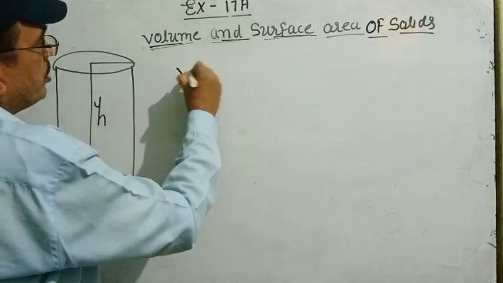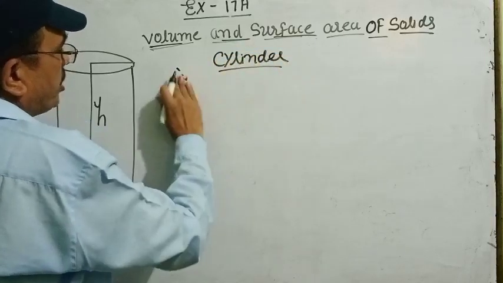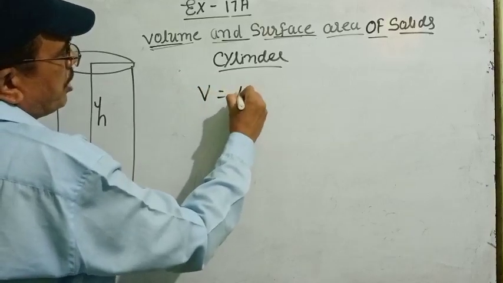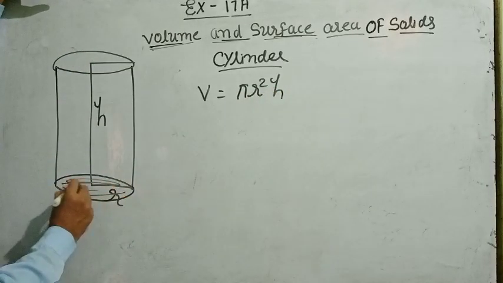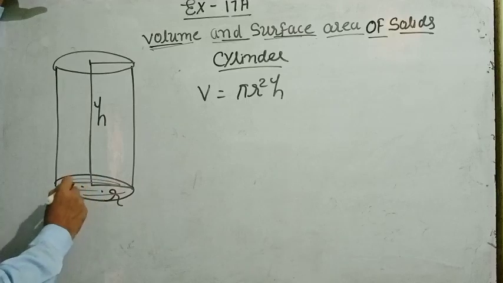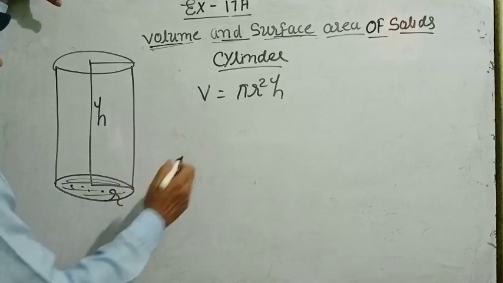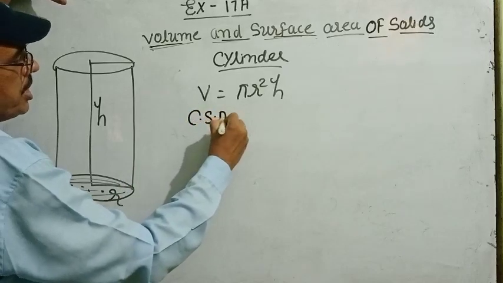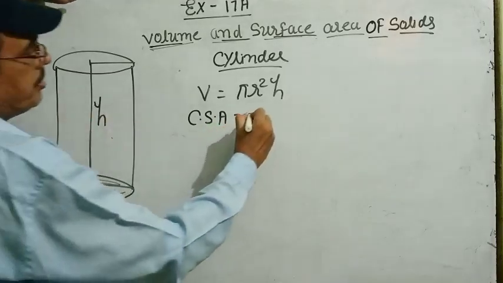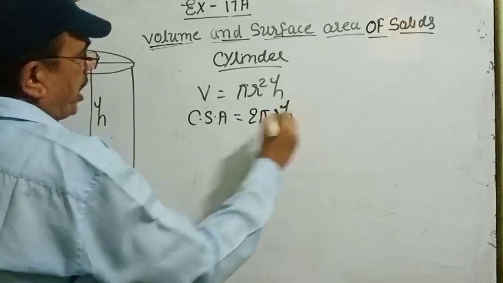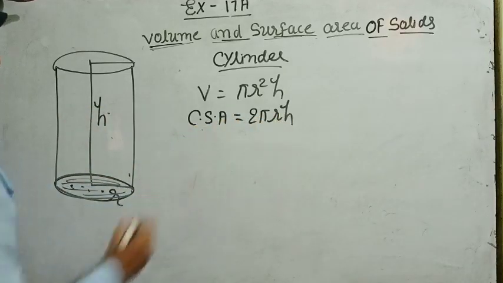So what is the volume of the cylinder? Volume is equal to pi r square h, because the base area is a circle and the total is the height. So the area is pi r square multiplied by h. It is the volume of the cylinder. The CSA, the curved surface area of the cylinder, is equal to 2 pi r h. 2 pi r is the circumference of the circle, multiplied by h, that is the CSA of the cylinder, 2 pi r h.